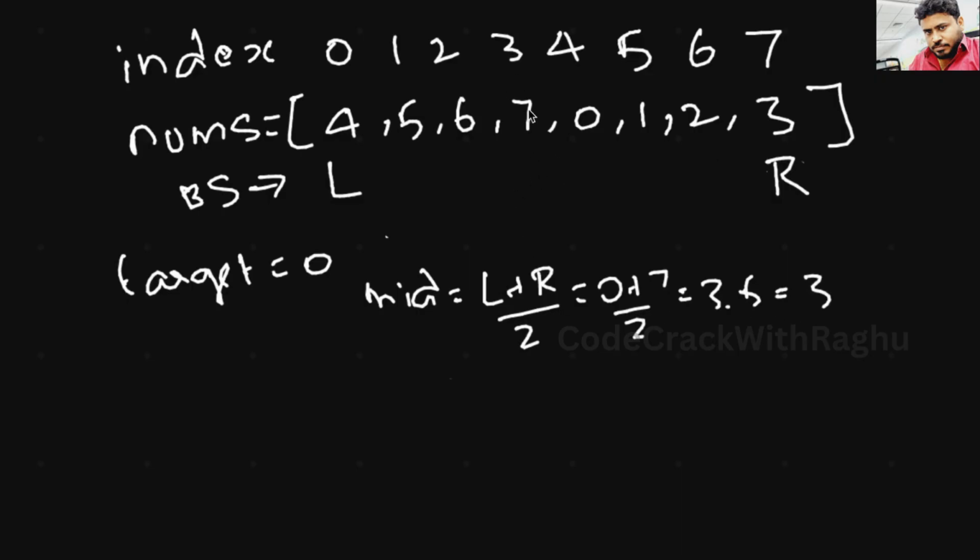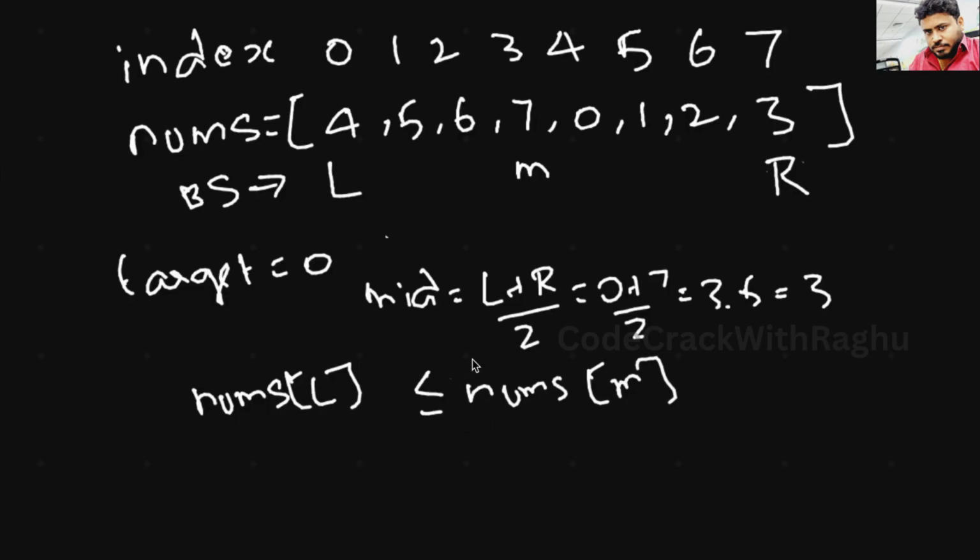So what is the value now? It will be 3. The value at index 3 is 7. Now what we need to check is whether the array is sorted. So nums of left is less than or equal to nums of mid. If this condition is satisfied, this array is sorted. So from the sorted array, we need to find the target.